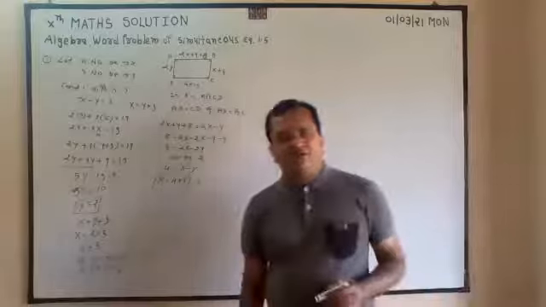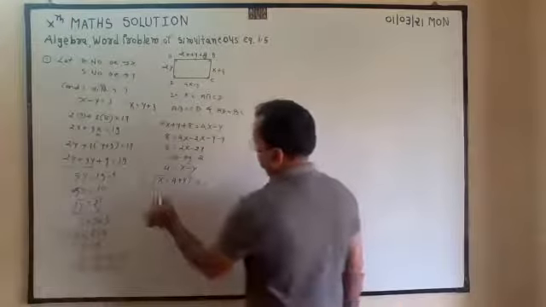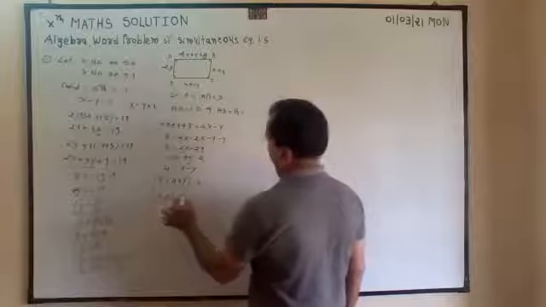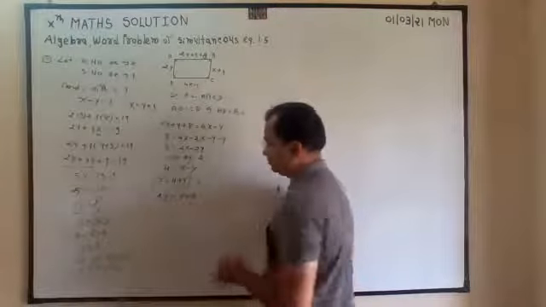Another pair is also congruent. So 2y is equal to x plus 4.